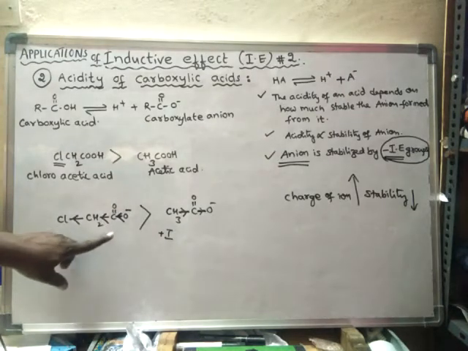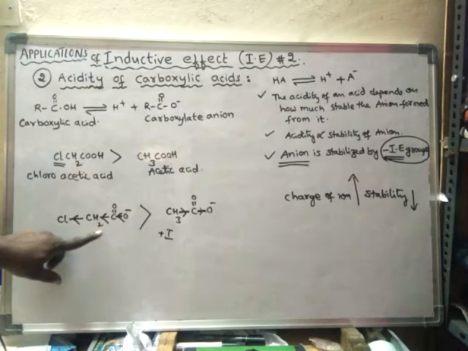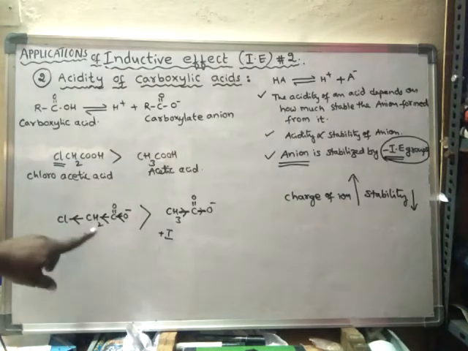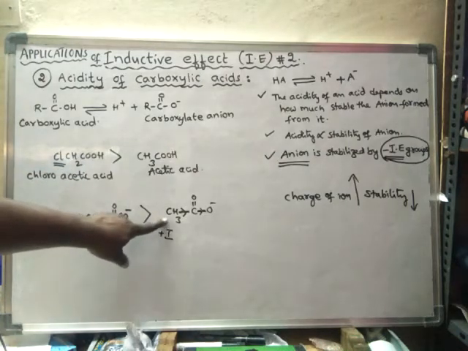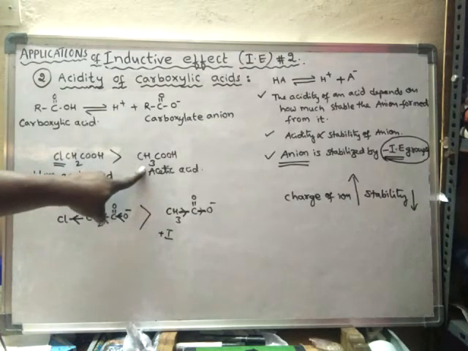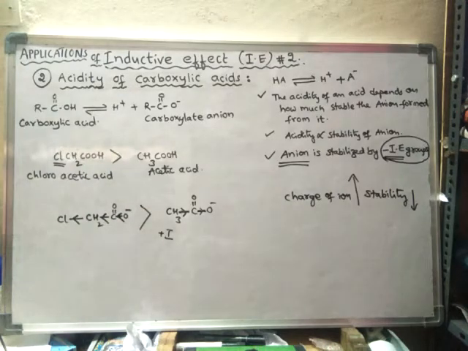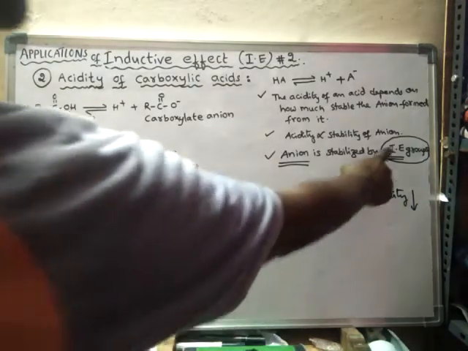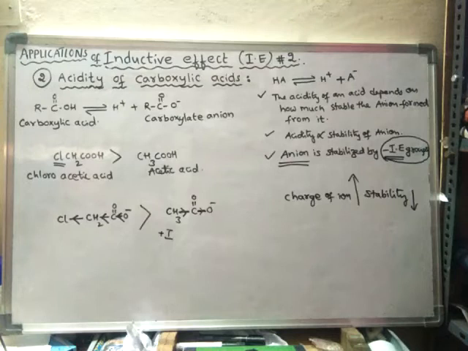As this ion is more stable than this ion, the acid from which this anion is formed will be more stable, or more acidic, than the acid from which this anion is formed. That means this acid is less stable, or less acidic, than this acid. Remember that minus IE groups will stabilize the anion, whereas plus IE groups will destabilize the anion. A plus IE group will decrease the stability of the anion.